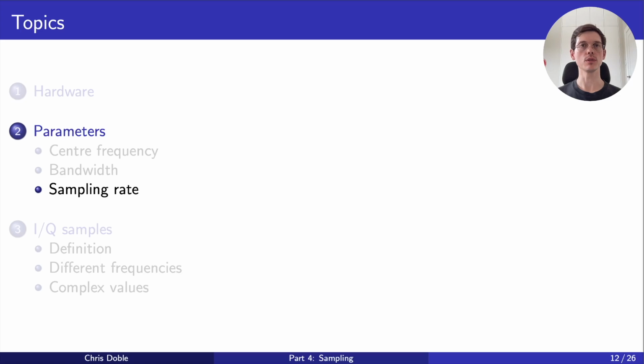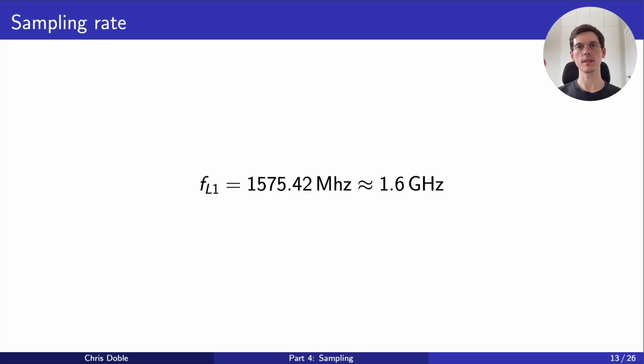Finally, we need to choose a sampling rate, the number of samples we take per second. As we just discussed, the CA signal has a center frequency of around 1.6 GHz. That means it oscillates around 1.6 billion times per second. If we choose a sampling rate lower than this, we may not capture all of the information within the signal. On the other hand, if we choose one significantly higher, it could become computationally expensive and produce more data than we need. So how do we choose?